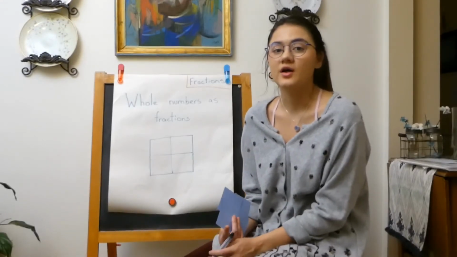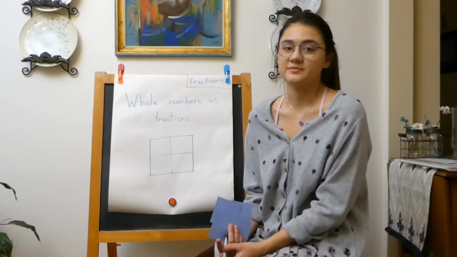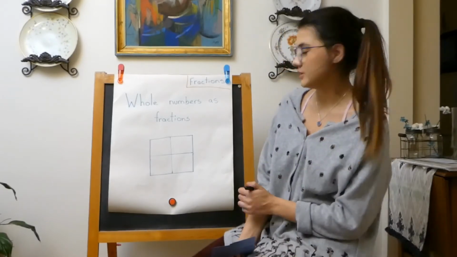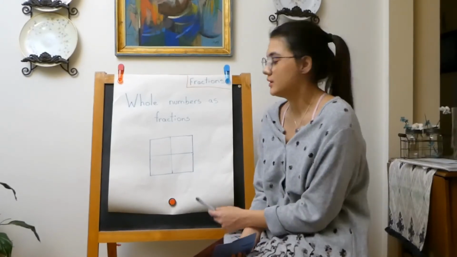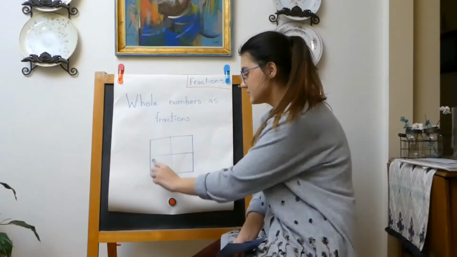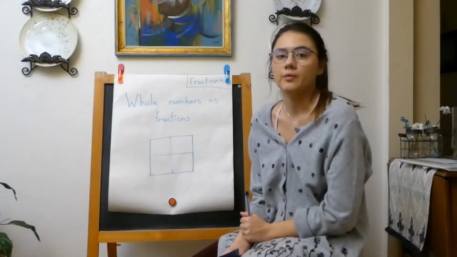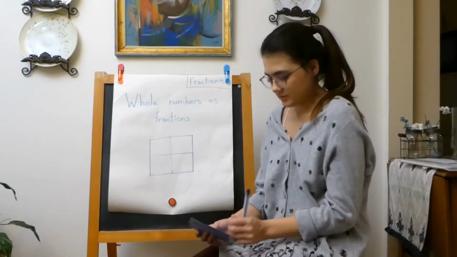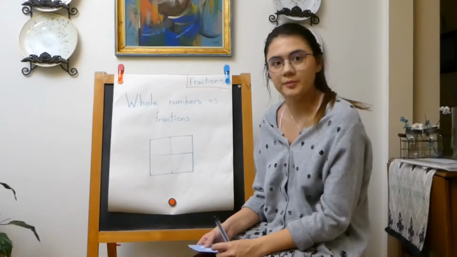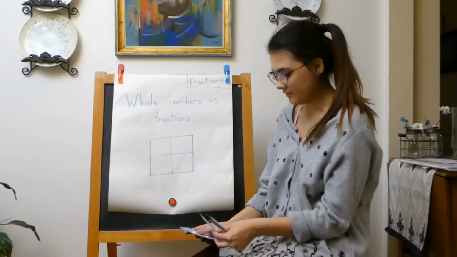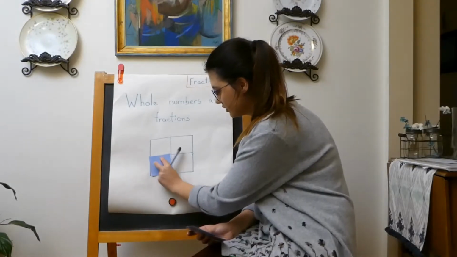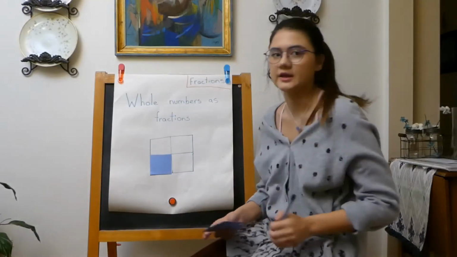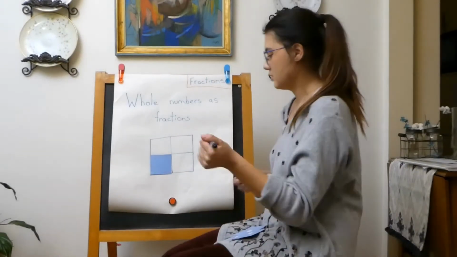Now that we've reviewed what fractions are, let's go over what a whole is, and then whole numbers as fractions. So let's begin over here. We see a square cut into 4 different pieces. This, as right now, is one whole. But if we shade in one part, we have 1/4 shaded in. So let's write 1/4.